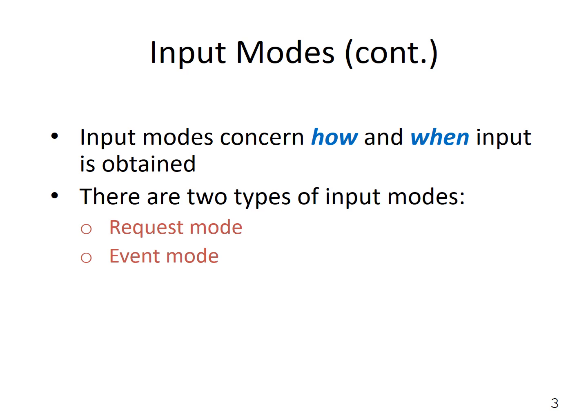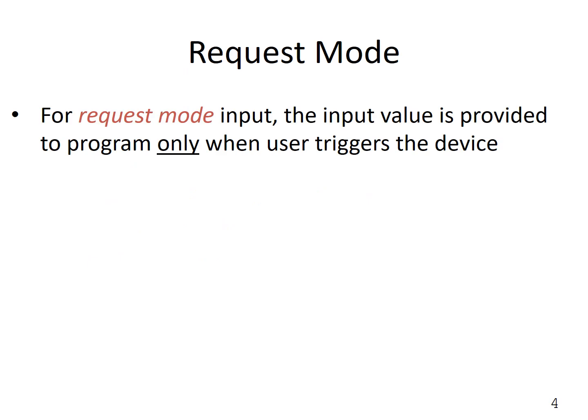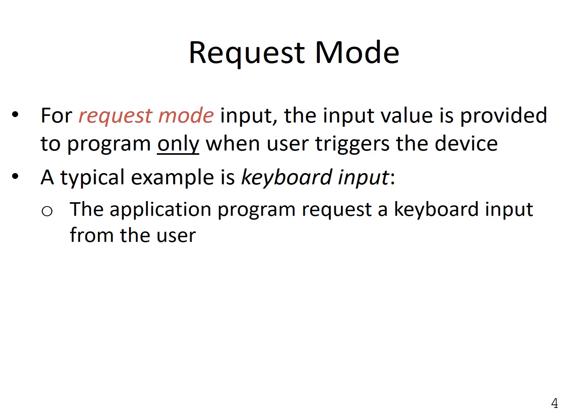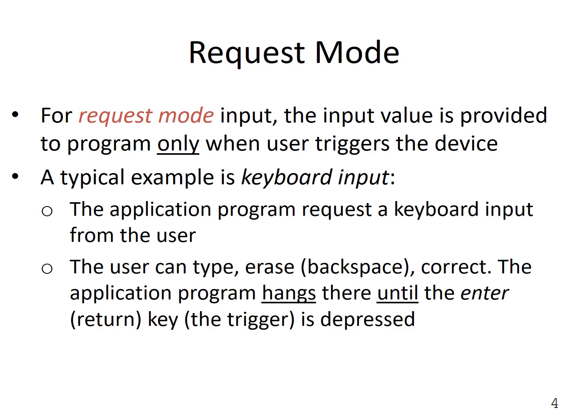For request mode input, the input value is provided to the program only when the user triggers the device. A typical example is keyboard input. The application program requests a keyboard input from the user. The user can type, erase, backspace, correct the input, and the application program just hangs there until the user enters the input or triggers the input.